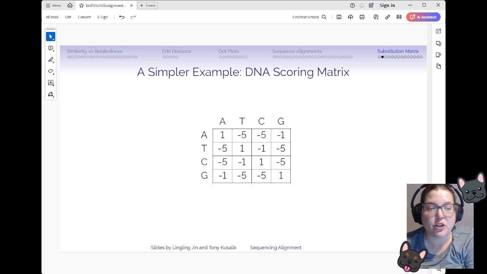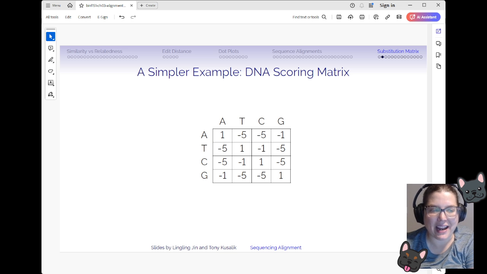A DNA scoring matrix is usually fairly simple. Down the diagonal, we would see the score for a match, which is usually going to be some value like 1. Could be some other positive value as well, depending on how we want to slice and dice it. And then our mismatches are all these off diagonal values. So in this case, for this DNA scoring matrix, our A's swapped with T's or C's are penalized at a -5, and our A's swapped with G's are penalized at a -1.